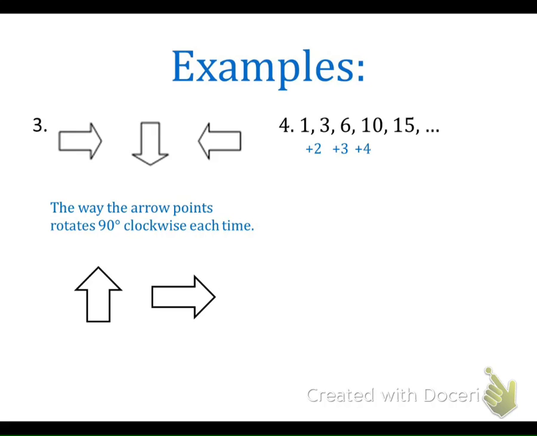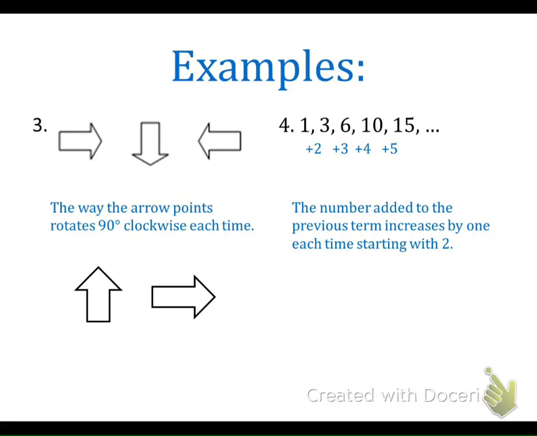I would add 4 to 6 to get to 10, and then I would add 5 to 10 to get to 15. Once I wrote those down, it's very easy to see the pattern. You'll see that each time I'm adding one more than I previously did. So my sentence was, the number added to the previous term increases by 1. And I did have to say where I was starting, so I was starting with number 2. That means in order to get the next one, I would have to add 6 to 15, that would be 21, and then I would have to add 7 to 21 to get 28.